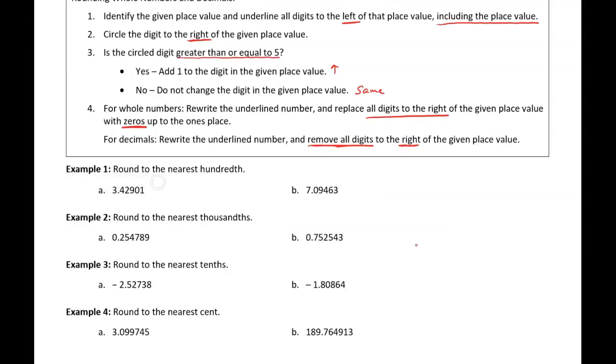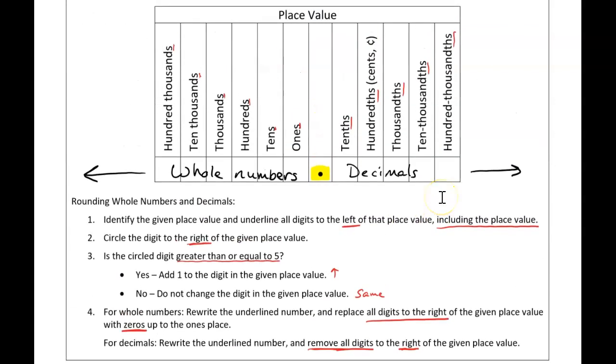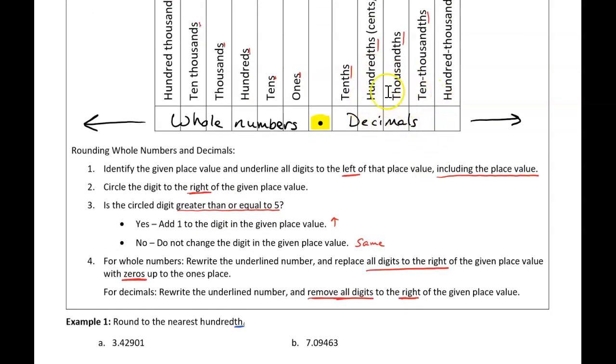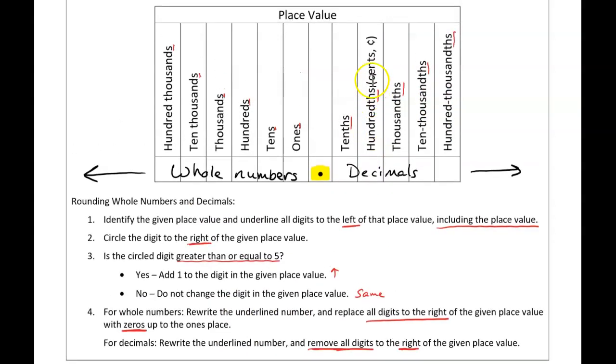Example 1A, round to the nearest hundredth. Looking at our number, we have 3.42901. My instructions are telling me to round to the nearest hundredth. The key part of this direction is the TH after the 100. Looking at my place value chart, that TH tells me that I'm going to be looking at the decimals. Hundredth is my second decimal place. It's also known as the cents when we're talking money. So in this case, I'm going to look at my second decimal.